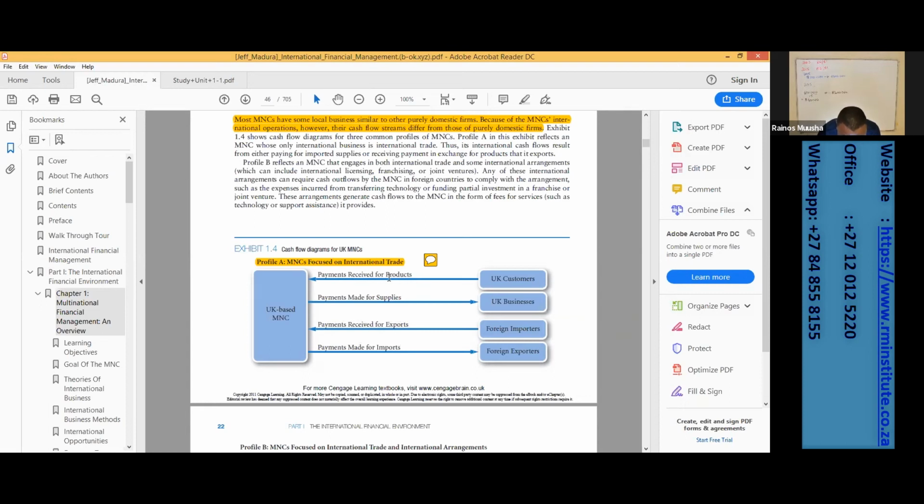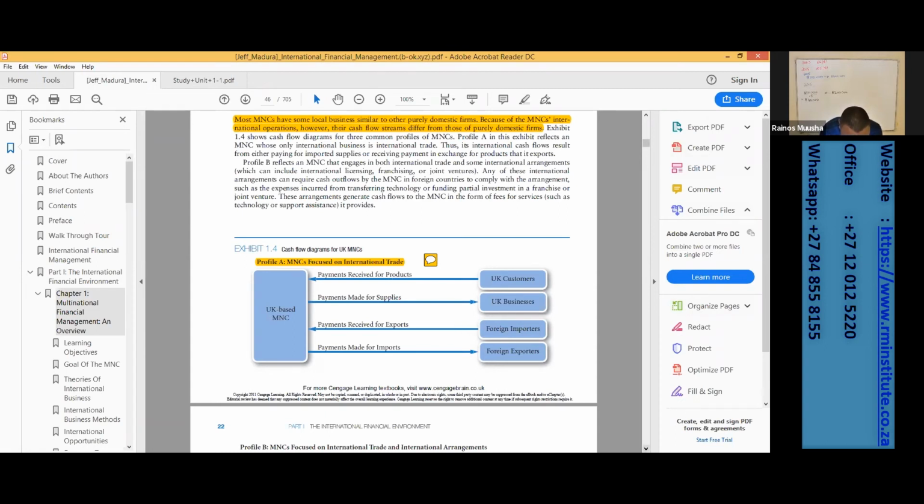So which means that there are going to be payments when it comes to movements of products between the company itself and its other operations in other countries, where they are going to be doing the importing and exporting of the goods as well.